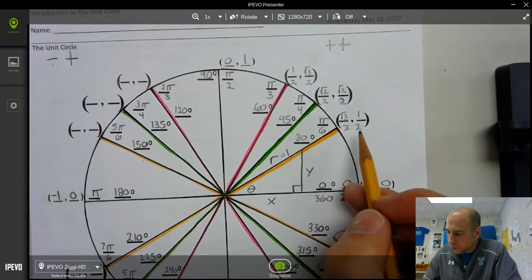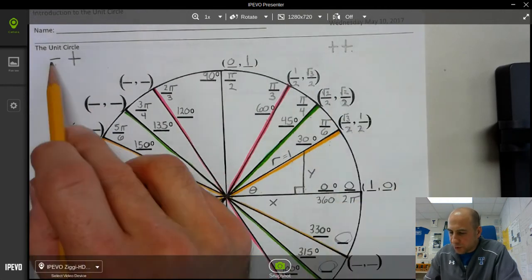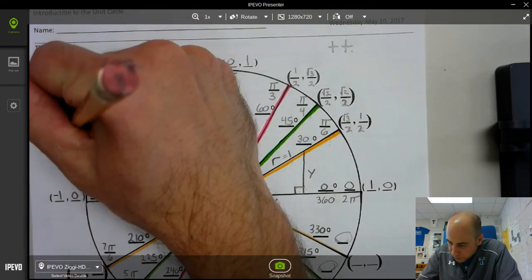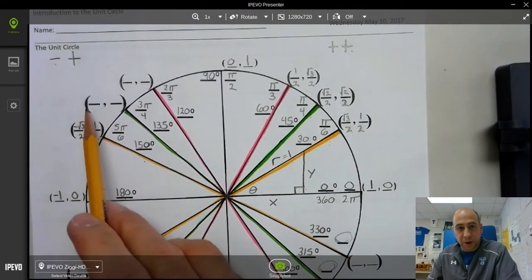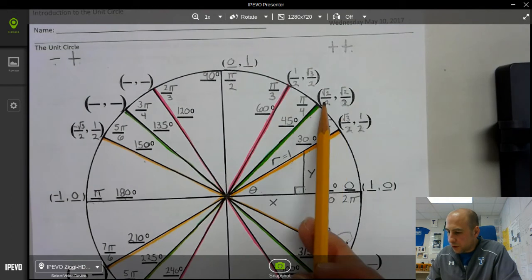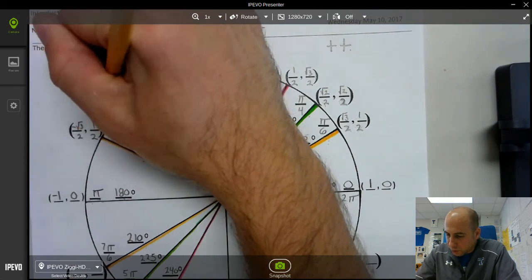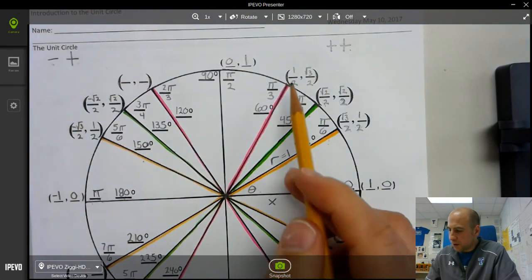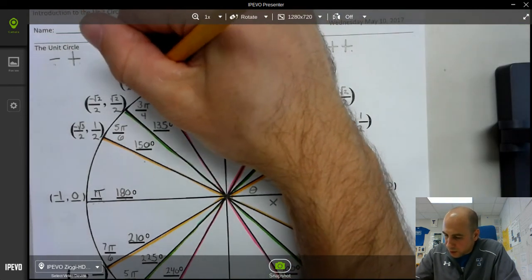See the reference? These are the same values except the x values are negative. So all you have to do is, once you know this point, you know that these are plus, plus, but this point is negative, positive. So this is negative square root of 3 over 2, 1/2, because the y value is positive. It goes the same thing here. All you have to do is know whether the x value for this point is positive or negative. So negative square root of 2 over 2, square root of 2 over 2. Same thing here: negative 1/2, square root of 3 divided by 2.